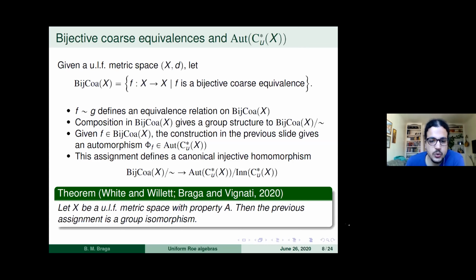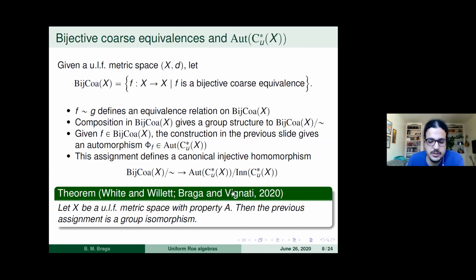And we can actually show that, at least in the case the space has property A, this is a group isomorphism. So for example, this would give us that all automorphisms of the C*-algebra U of N are inner. And just a word on this.